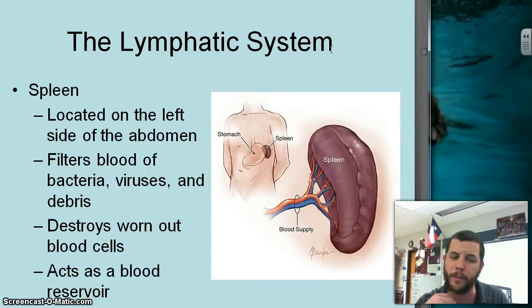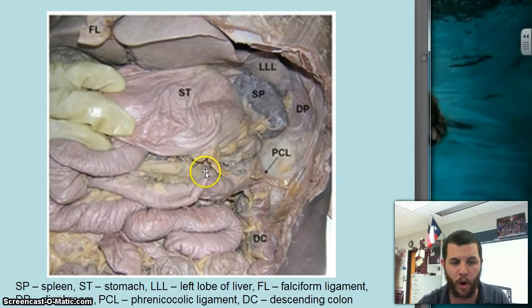But what is the spleen? The spleen is located on the left side of the abdomen. What it's going to do is filter your blood of bacteria, viruses, and debris. It's also going to destroy your worn out blood cells, and it acts as a blood reservoir.